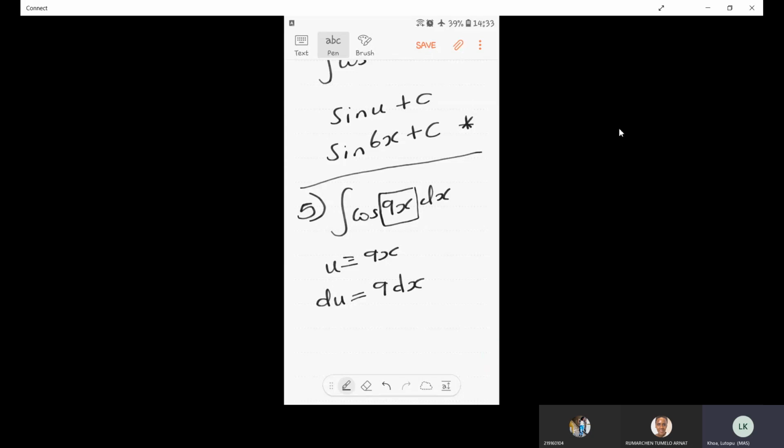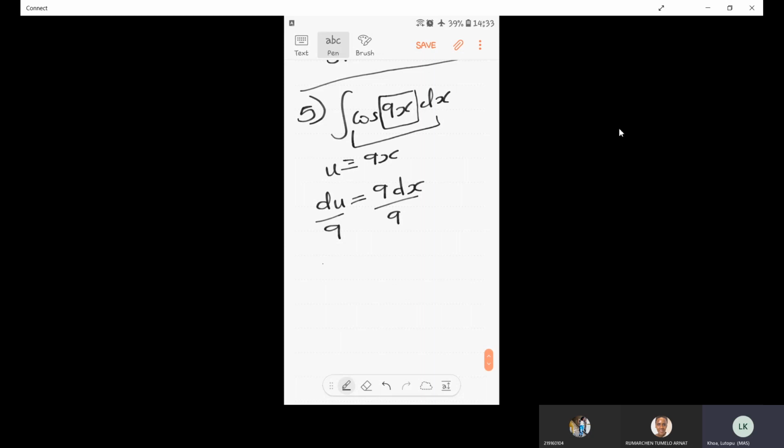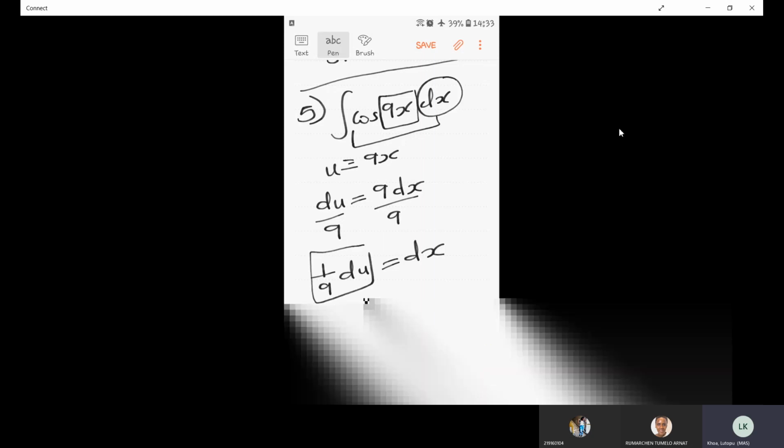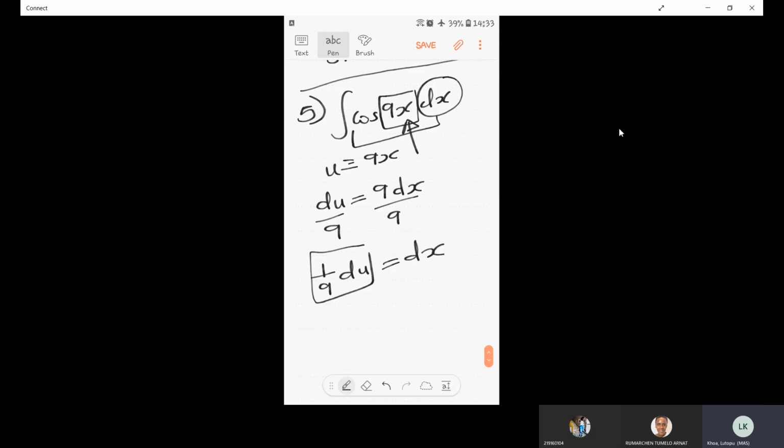But if you look at what we have over here, there is no 9. So what I will do instead is divide by 9 on both sides. So I have 1 over 9 du is equal to dx. Then this dx, I will replace with 1 over 9 du. And this 9x over here, I will replace with u. So what I have is cos of u times 1 over 9 du.